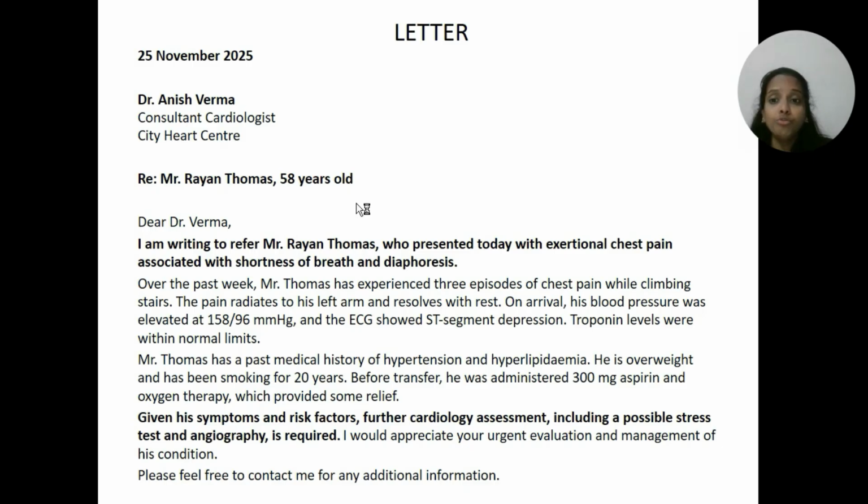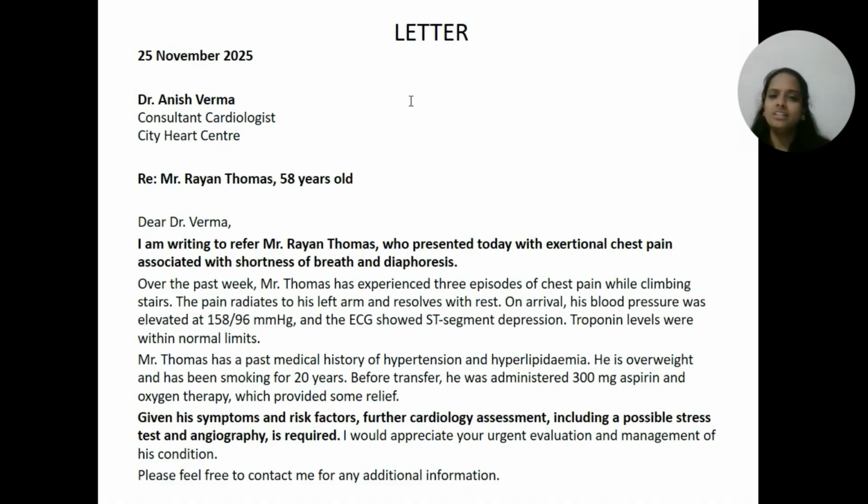What the structure I have followed here is what happened first. Like I have mentioned about the episodes of chest pain during stairs, right? And what has changed? Pattern repeated 3 times. That means the frequency I have mentioned. And what I have done? Administered 300 mg aspirin, oxygen therapy. And what I need from the reader now? Urgent cardiology evaluation. Clear, right? So this exactly tells another clinician what is required and what is the purpose.